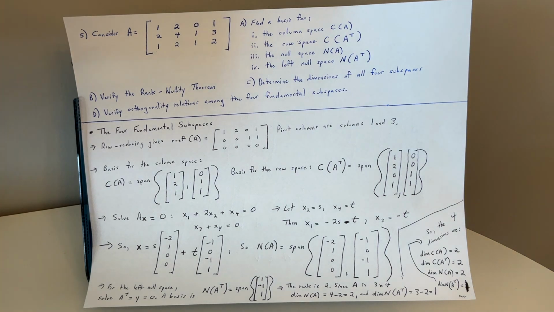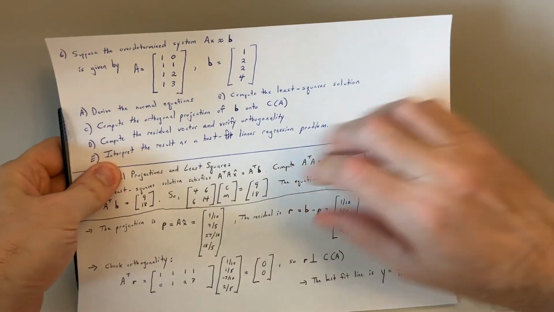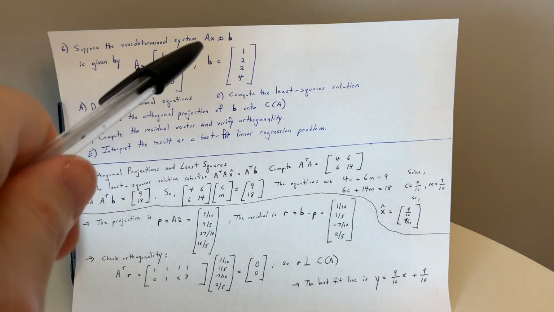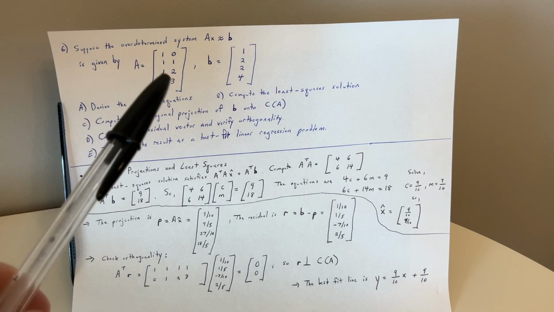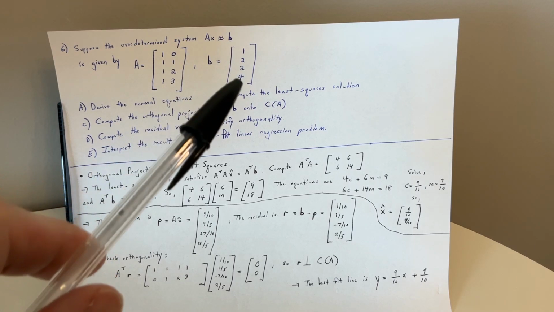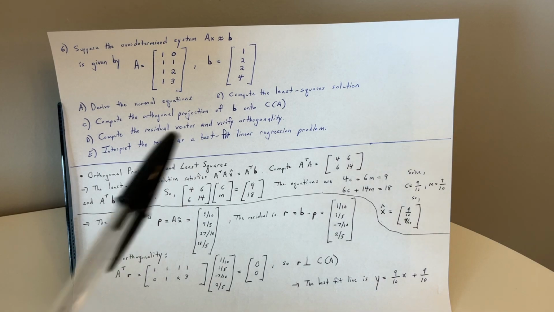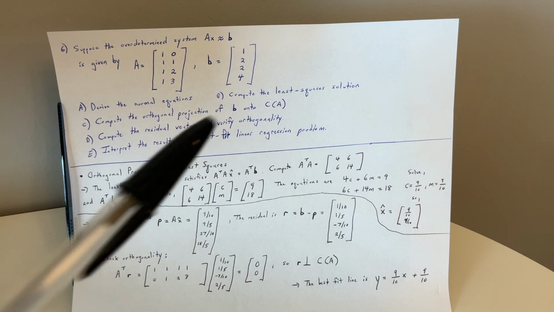Okay, moving along to number 6. Suppose the overdetermined system AX approximates B is given by A, column 1, 1, 1, 1, and column 0, 1, 2, 3, and B is column 1, 2, 2, 4. Derive the normal equations, compute the least squares solution, compute the orthogonal projection of B onto C of A, compute the residual vector and verify orthogonality, and interpret the result as a best fit linear regression problem.